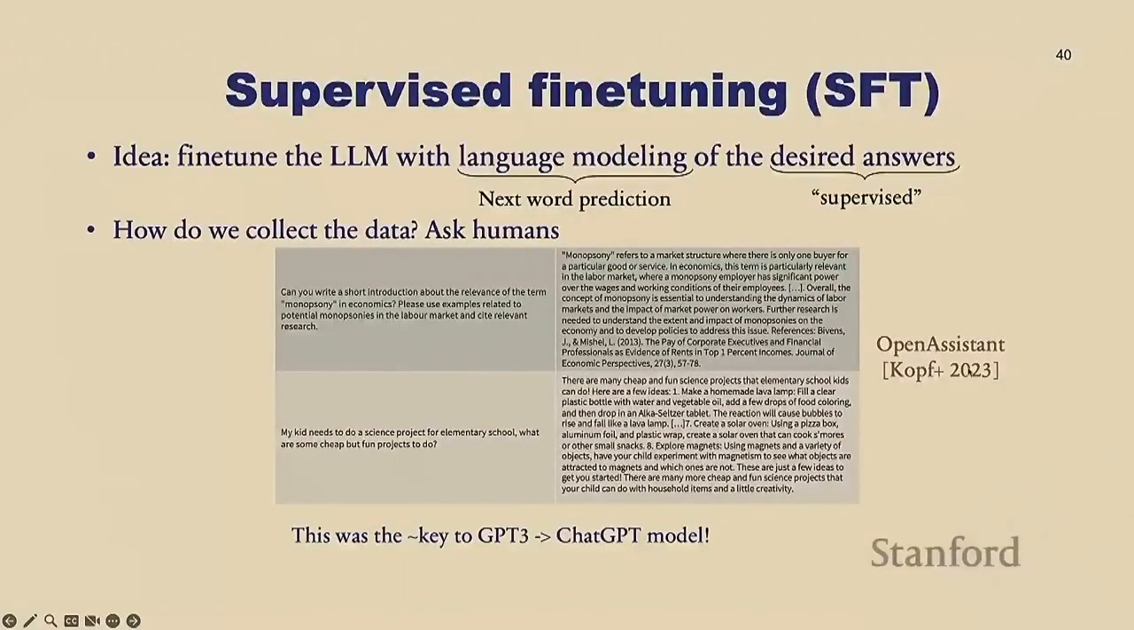Can you write a short introduction about the relevance of the term monopsony? And then it says monopsony refers to a market structure, blah, blah, blah. And that's a human that wrote that. Actually, this is Open Assistant, which was a way to collect data online from humans. This type of supervised fine-tuning or alignment is really the key of ChatGPT. This is what made the big jump from GPT-3, which was mostly something that was known by AI researchers, to ChatGPT, which became known by basically everyone.